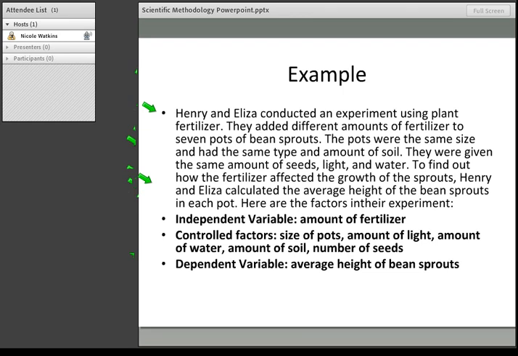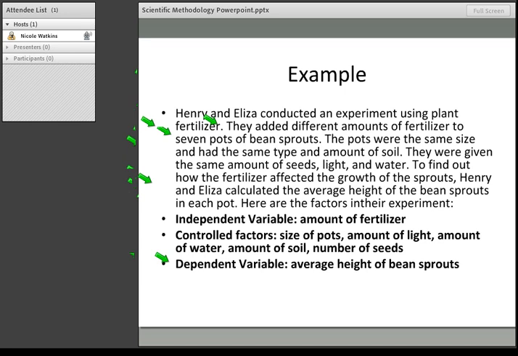Here are the factors from their experiment. So your independent variable here would be your amount of fertilizer. And why is that? Because that's what they were changing. That's what they manipulated. See here, they added different amounts of fertilizer to see which amount will cause the bean sprouts to grow. Which brings me to your dependent variable, which is the average height of the bean sprouts.